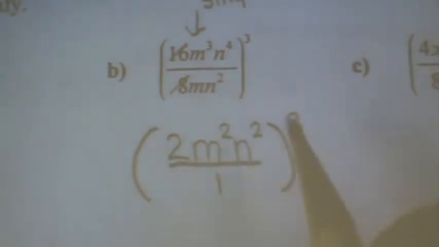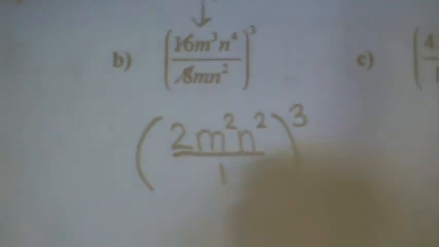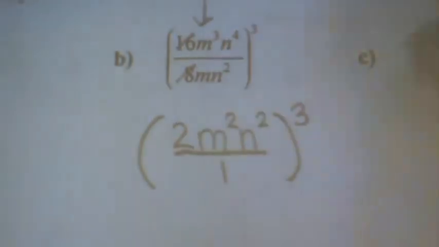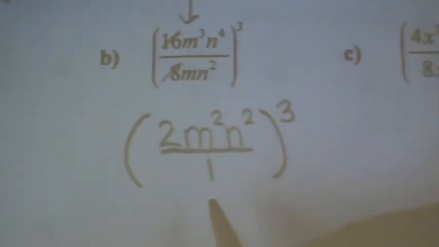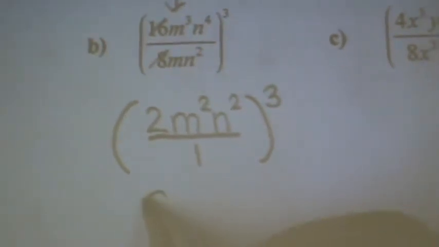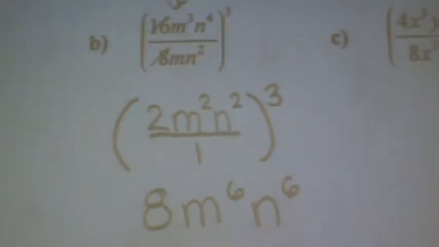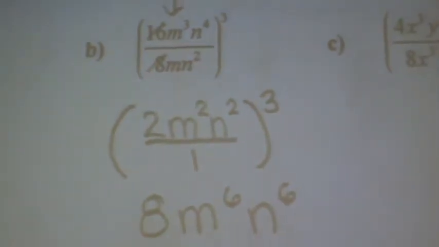Now don't you think it's easier to cube these 3 than to do it right here? It is a lot easier. So what is 2 cubed? 8. M squared cubed? M to the 6th. And n to the, okay, and that's your answer. Questions?